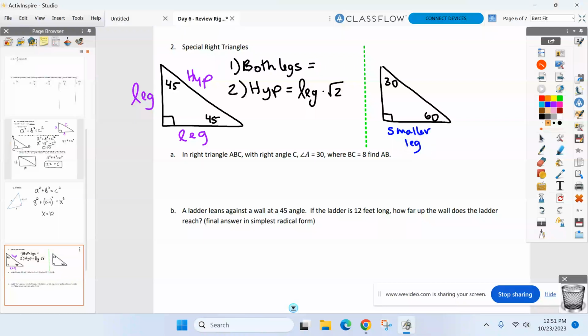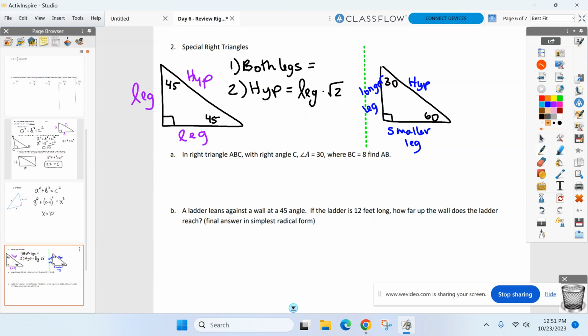And what's across from the 60, no matter where it is? That's my longer leg. All right, please don't just assume it's on the left. Wherever the 60 is, look across, and that's the longer of the 2 legs. And then we still have the hypotenuse here.